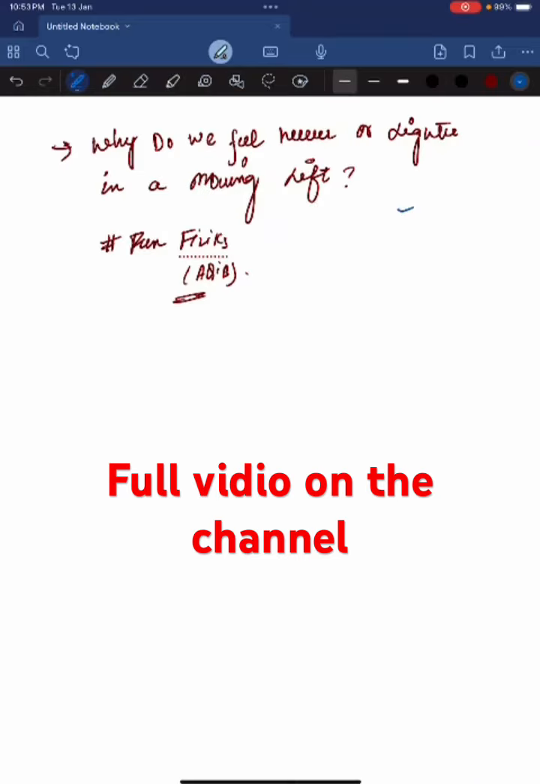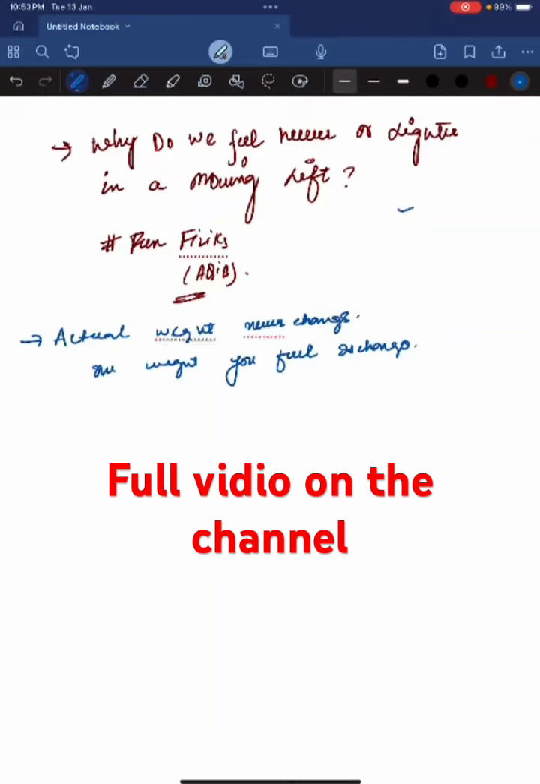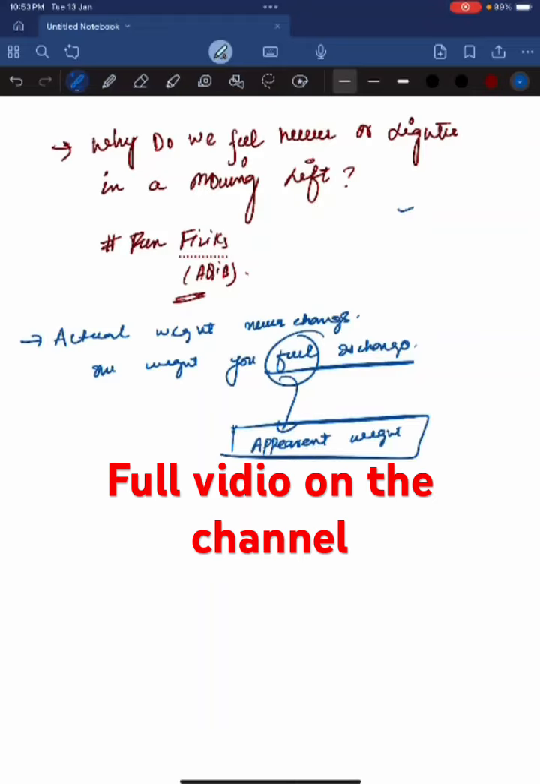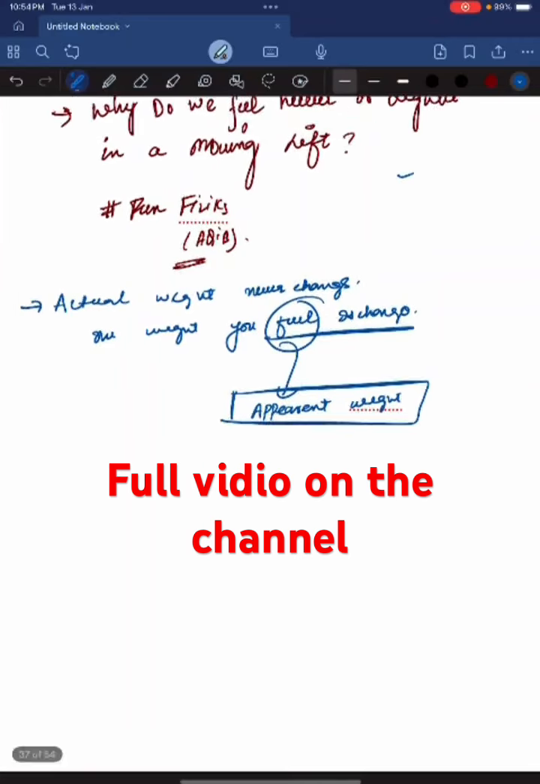The concept says that your actual weight never changes. So what changes? The weight you feel changes. And that felt weight, which keeps changing, is called apparent weight. The concept revolves around the word apparent weight. The real weight never changes, but what keeps changing is the apparent weight.